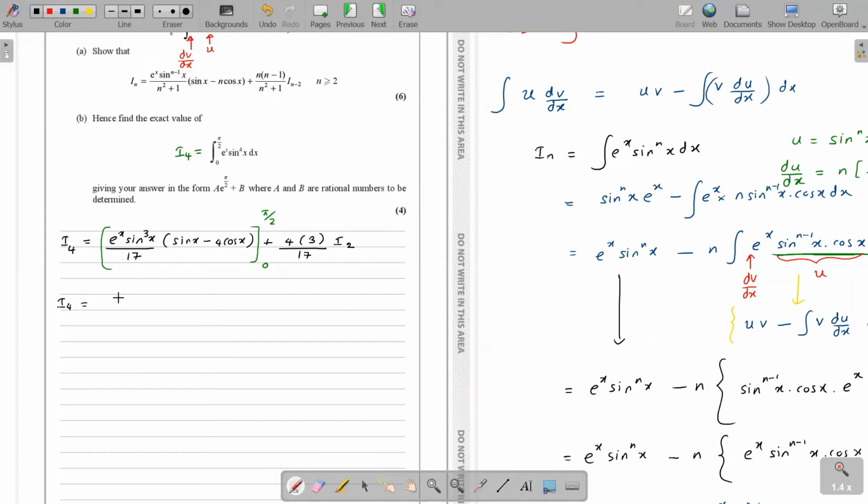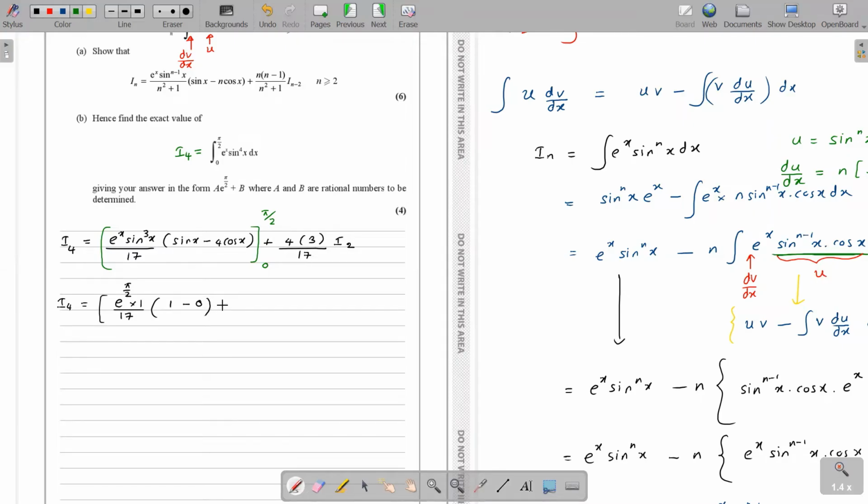When you replace x with pi over 2, what is sin pi over 2? Sin pi over 2 is 1, right? So you get here e to the power pi over 2, sin pi over 2 is 1, so sin cubed of 1 is simply 1. Are you with me? And then again, sin pi over 2 is 1 minus 4 times cos pi over 2. Cos pi over 2 is 0. Okay, and then we are done with that part.